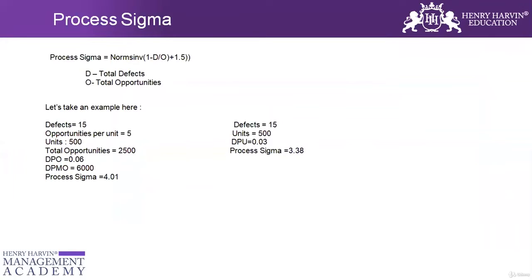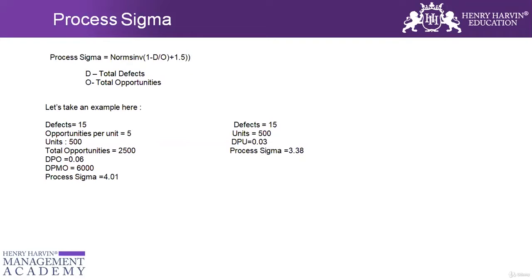Now, once we calculate DPMO, we need to look at what process sigma level we are currently at. We also want to know what sigma level the process is currently performing at. Generally in the measure phase of a project, you need to look at the current sigma level and see the current condition, and that can be done with the help of process sigma. There are two ways to calculate sigma level.